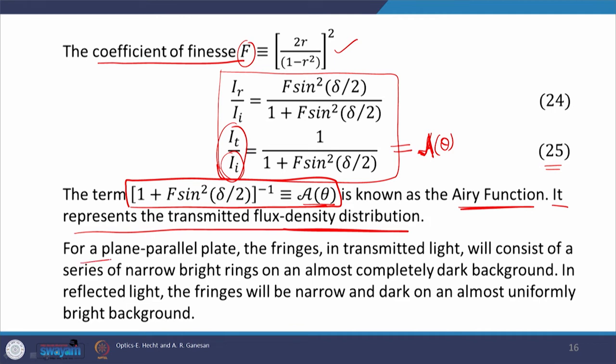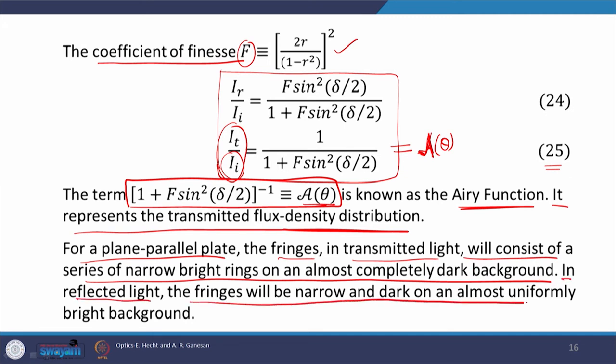Now, for a plane parallel plate, the fringes in the transmitted light will consist of a series of narrow bright rings on an almost completely dark background. In reflected light, the fringes would be narrow and dark on an almost uniformly bright background. How can I comment on this? Just plot equation number 24 and 25. How to plot them? Let us first plot equation number 25, which is nothing but the Airy function. And what is 24?